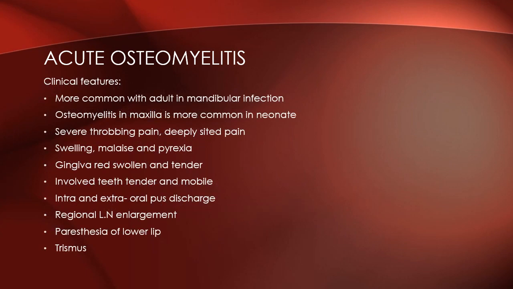Clinical features. It's more common with adult and mandibular infections. The mandible is more prone than the maxilla, as vascular supply is readily compromised. Osteomyelitis in the maxilla is more common in neonates. Severe throbbing pain, deeply seated pain, swelling, malaise, and pyrexia. Gingiva is red, swollen, and tender. Involved teeth are tender and mobile. Intra and extraoral pus discharge. Regional lymph node enlargement. Paresthesia of lower lip and trismus.